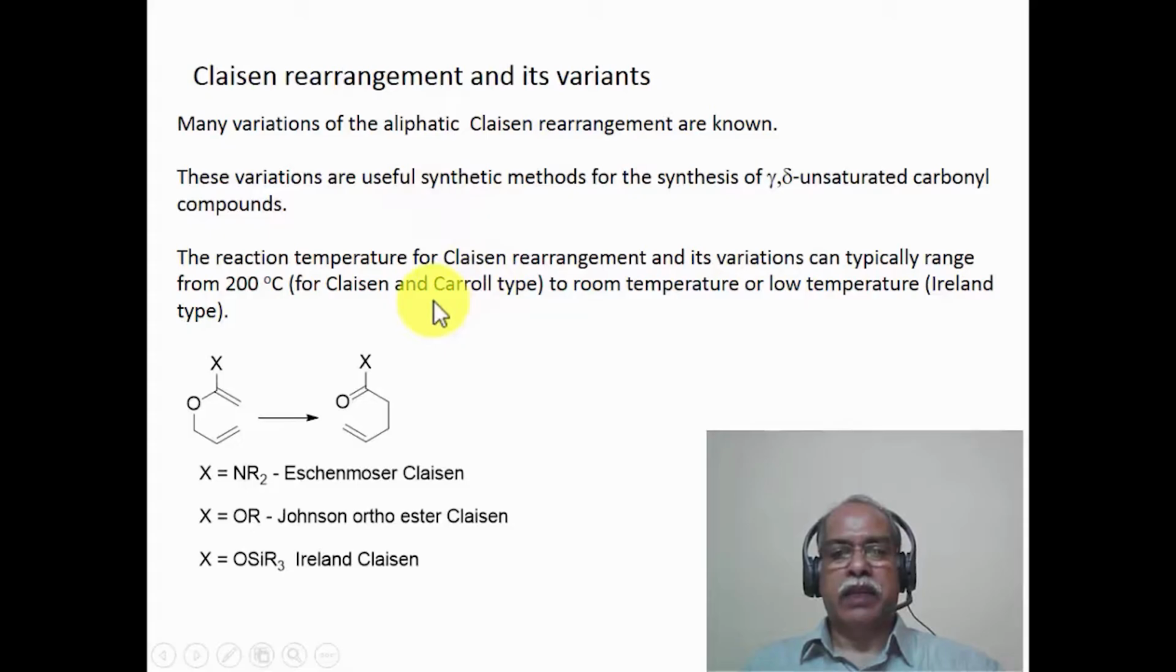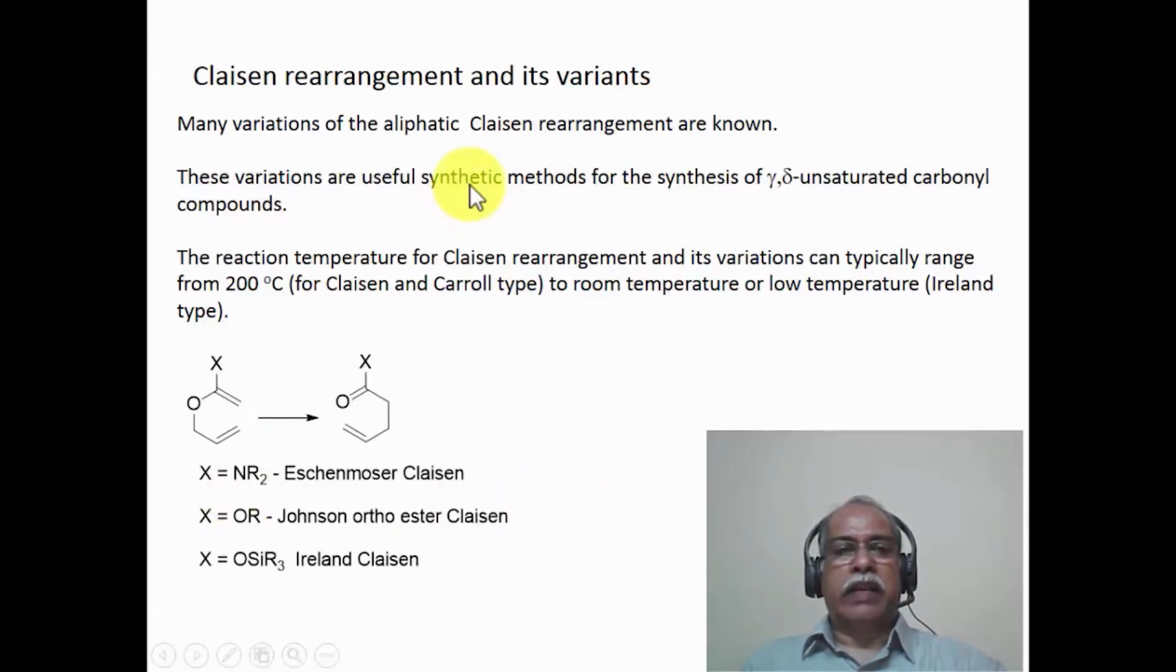The reaction temperature for the Claisen rearrangement and its variations can typically range from 200 degrees Celsius for the Claisen rearrangement or the Carroll type of rearrangement to temperatures as low as -78 for the Ireland type of Claisen rearrangement. So the substituent represented by X here can have such a large influence on the activation barrier, thereby lowering the temperature from all the way to 200 degrees Celsius to nearly room temperature or even low temperature rearrangement can take place.